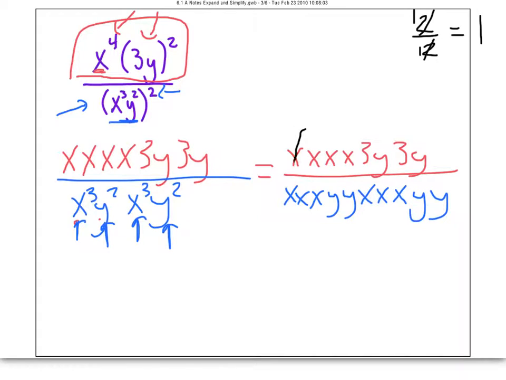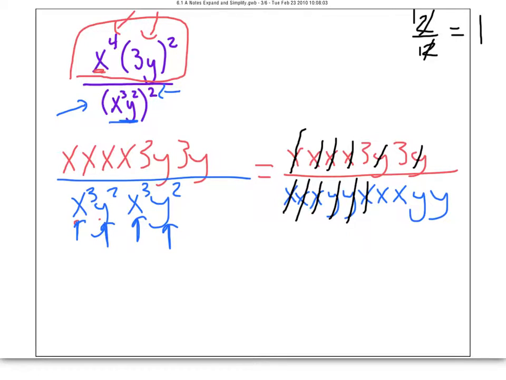So I'm going to cross this x out with this x, this one with this one. I'm going to do this x with this guy. This y crosses off that y, this y crosses off that y. And whatever is left is going to be my answer.